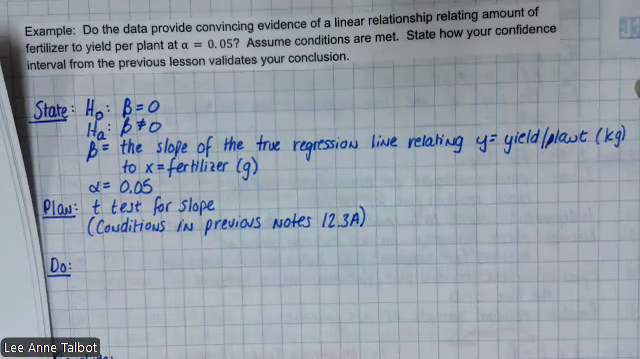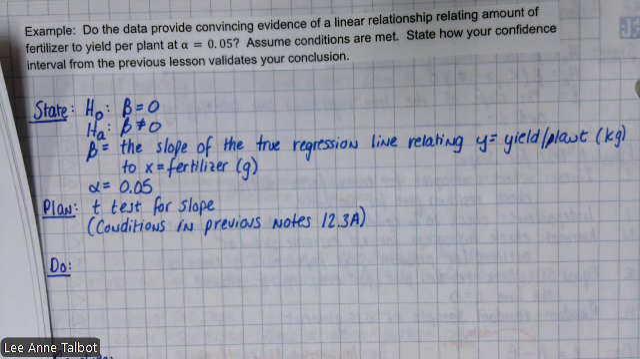It says assume conditions are met, and if you get that on a problem, you're the luckiest person in the world, because that just took out basically the whole problem. But we're just going to put that the conditions are in the previous notes, just in case you're looking through this and you're like, how do you do the conditions? And then you could be like, oh, she says to flip to the previous note.